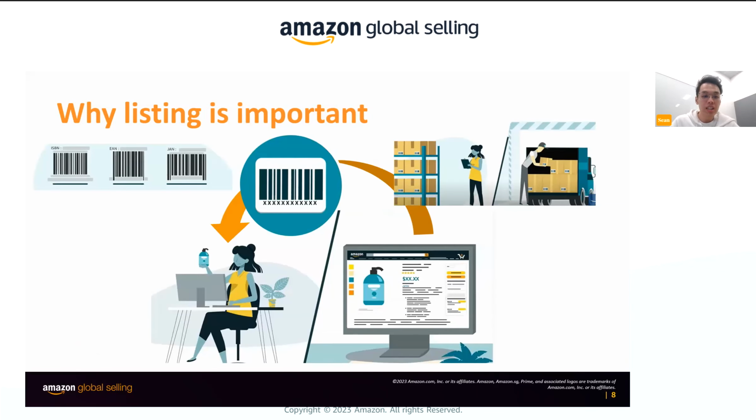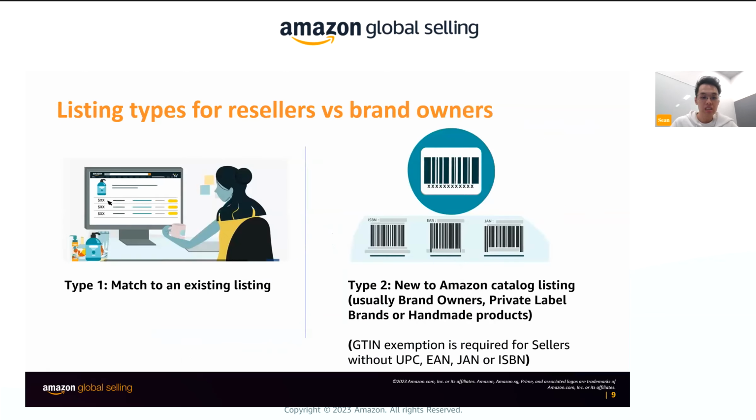One of the key things to take note of is the barcode, or the product ID, as we call it. Every product in Amazon has a barcode or a GTIN, a Global Trade Item Number. What we recommend here is to get your barcode from GS1. These barcodes can come in multiple forms: UPC, EAN, JAN, or ISBN.